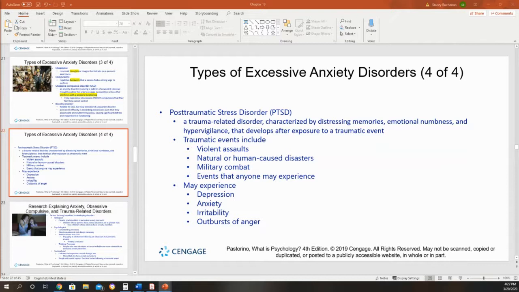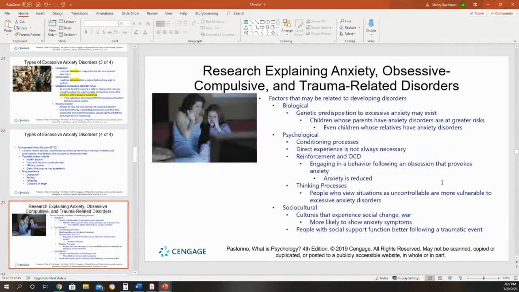So, finishing up, let's talk about some research. So these just will apply what we discussed. Take that first chapter and apply to each of these groups of disorders. So biologically speaking, there is genetic predisposition to excessive anxiety, meaning someone whose mother or father suffer from anxiety, they may be more likely to suffer from excessive anxiety as well.